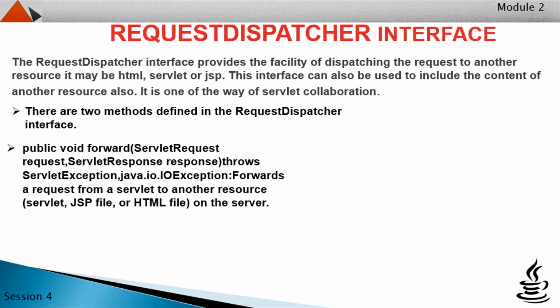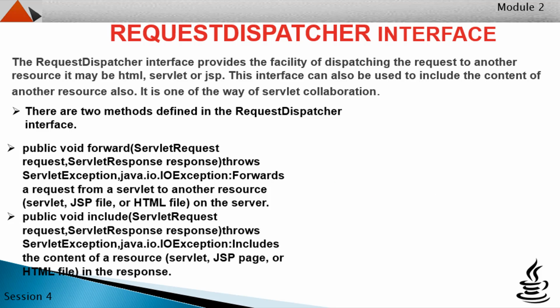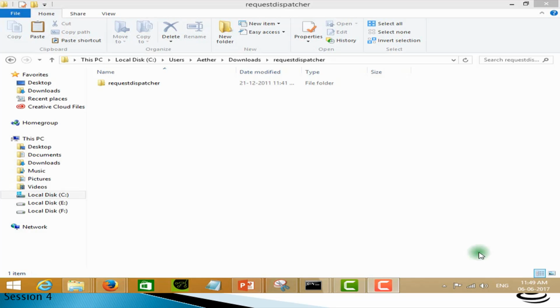They are public void forward(ServletRequest request, ServletResponse response) throws ServletException, IOException, which forwards a request from a servlet to another resource, Servlet, JSP file, or HTML file, on the server. And public void include(ServletRequest request, ServletResponse response) throws ServletException, IOException, which includes the content of a resource, Servlet, JSP page or HTML file, in the response. Let's understand it with an example.